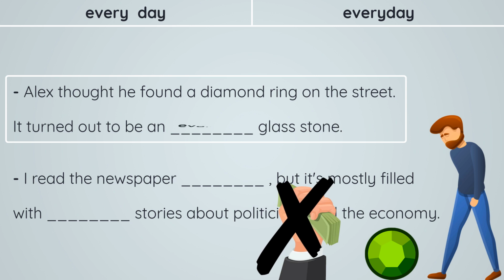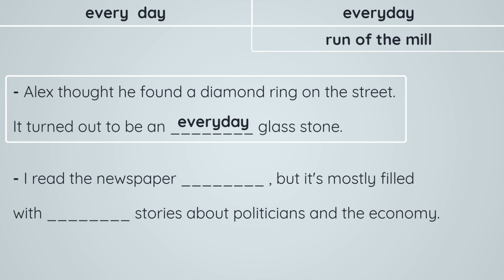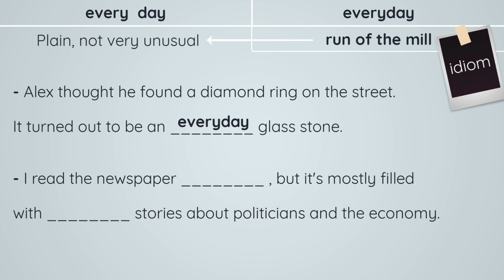So if you thought "everyday," you're right. What does "everyday" mean? Just not unusual, common, glass stone. You see these all the time. Another thing I could put here is this expression, "run of the mill." Run of the mill is an idiom. It means plain, not very unusual, nothing special about it, everyday. This is the adjective to describe the glass stone.